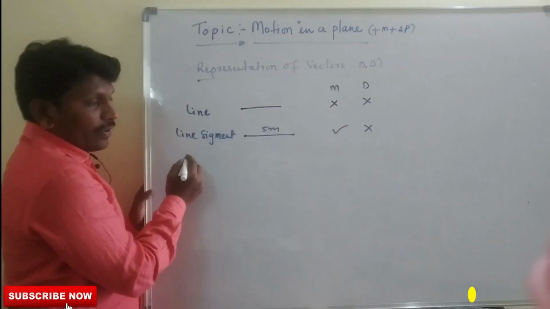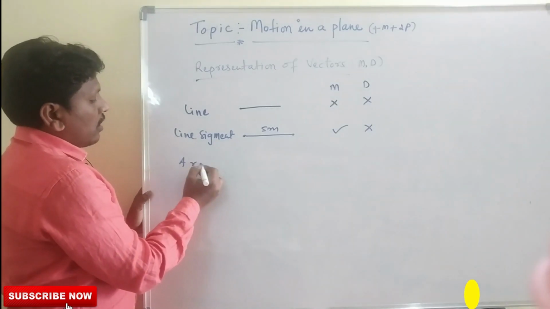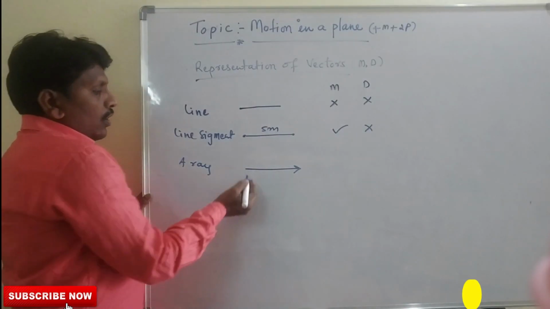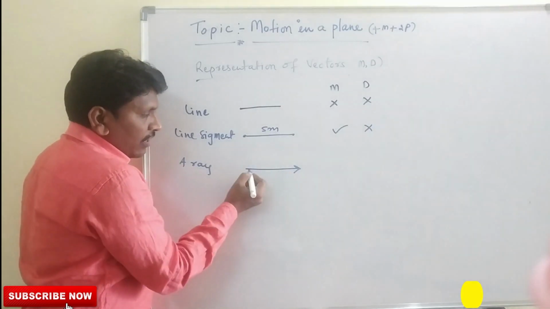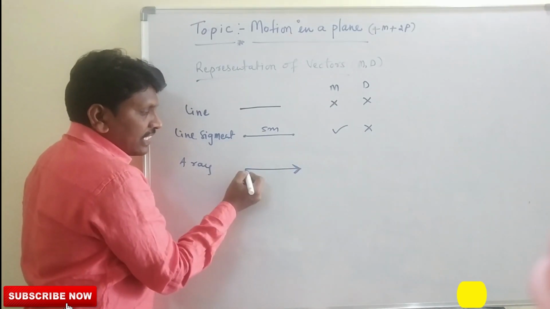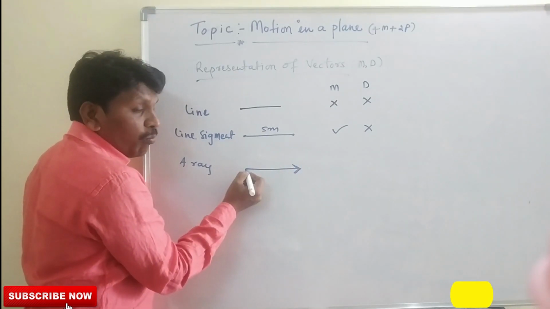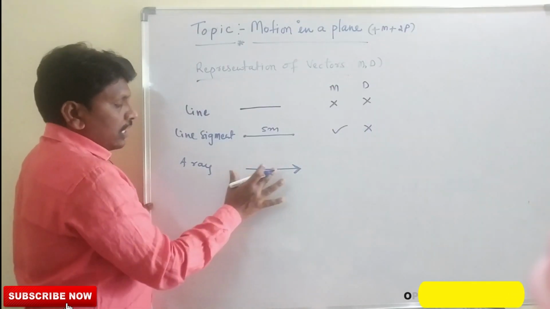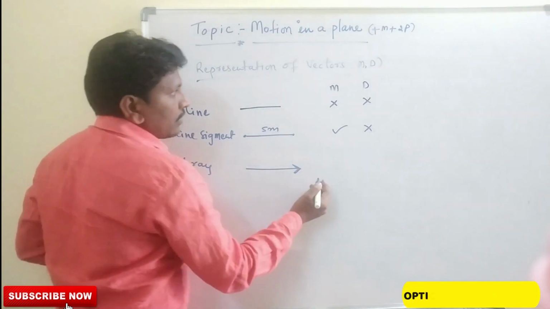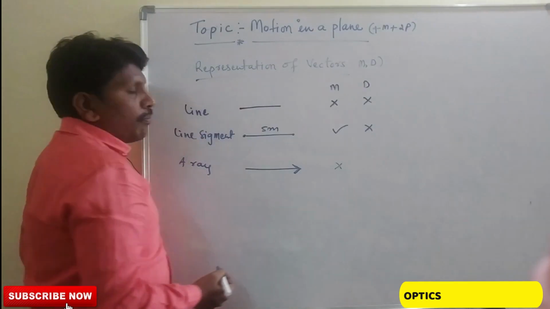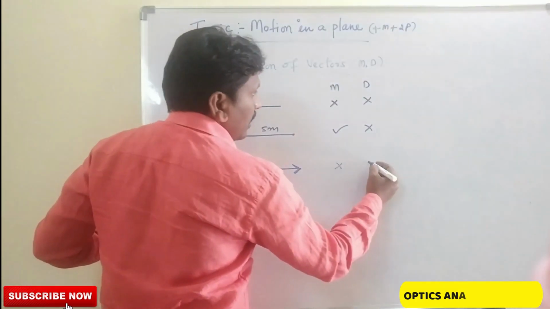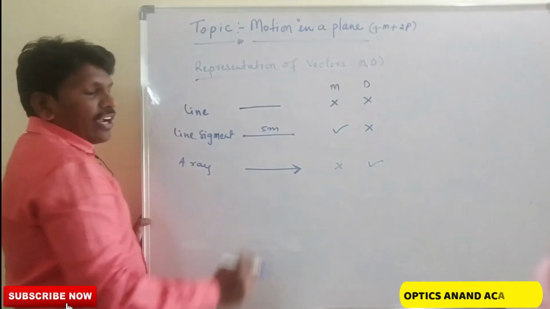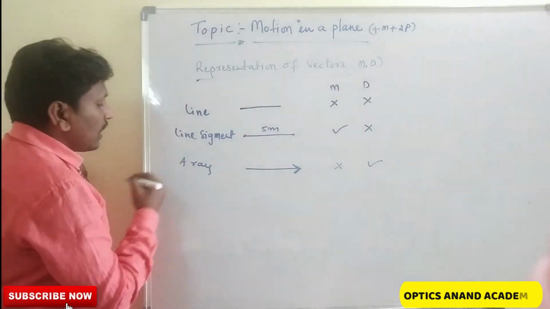Okay, now let's see a ray. Ray is nothing but this. A ray has a particular direction but does not have an initial point. So if we want to measure the length of the ray, we cannot measure it. Magnitude is absent, but it has a particular direction. Yes, a ray has a direction but magnitude is absent.